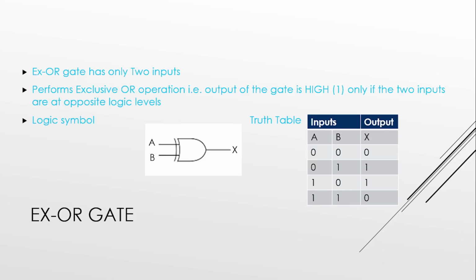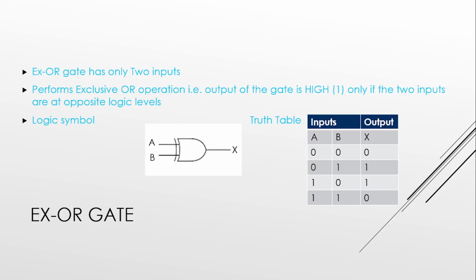So the output is 1 or logic high when the two inputs are opposite. That means for 0 0 the output will be 0, and for 1 1 the output will be 0. For 0 1 and 1 0 it is high, or simply 1. In this way the truth table will be: inputs 0 0 output 0, inputs 0 1 output 1, inputs 1 0 output 1, and inputs 1 1 output 0.